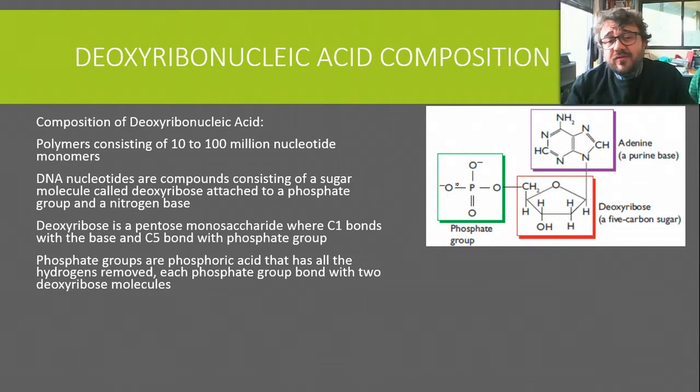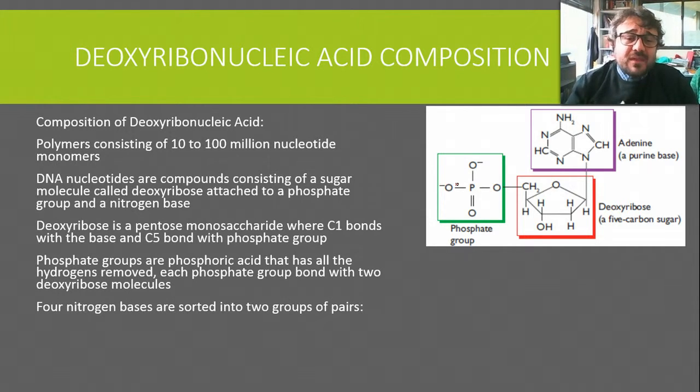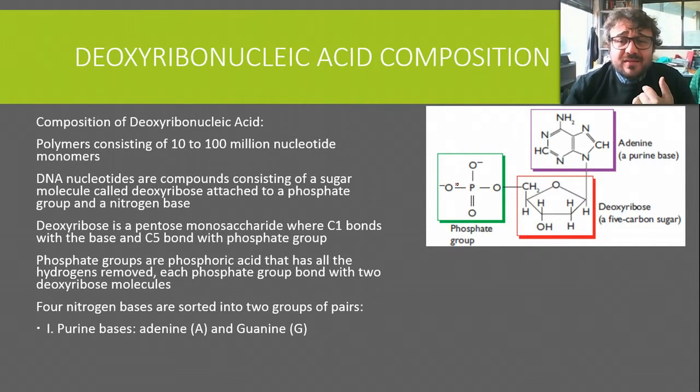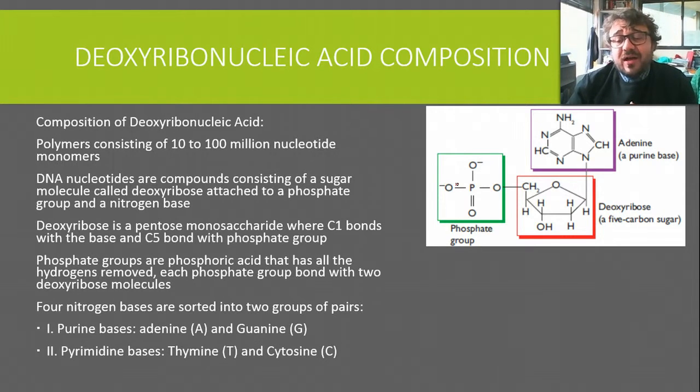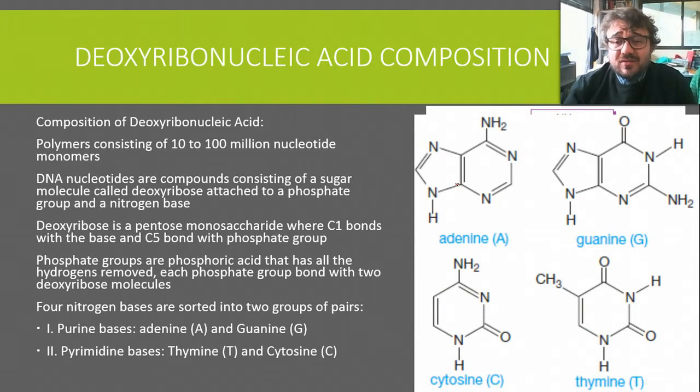Now the phosphate group itself is phosphoric acid, which has had the hydrogens removed, and each phosphate group bonds with two deoxyribose molecules. There are four nitrogenous bases or nitrogen bases, and they are sorted into two pairs. You have the purine bases, which are adenine and guanine, and the pyrimidine bases, which are thymine and cytosine, and their structure looks like this. So these are your purine bases, and these are your pyrimidine bases.